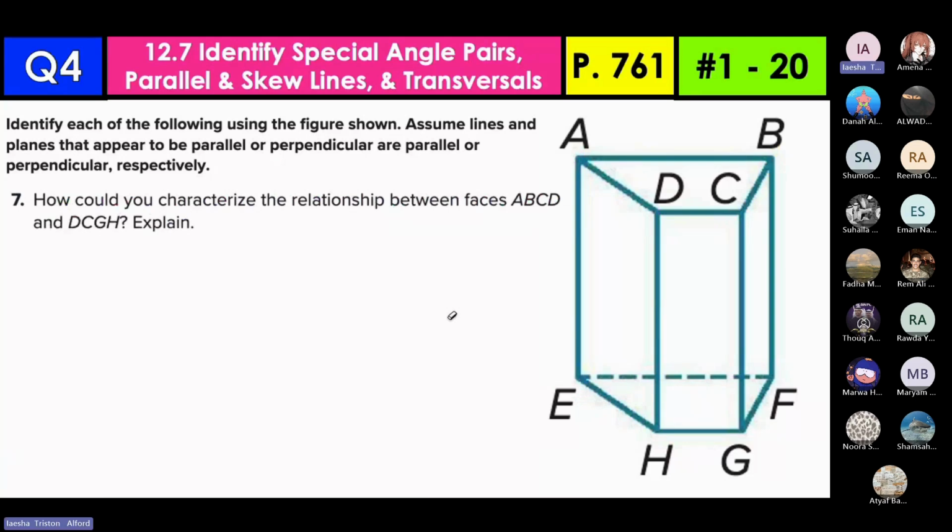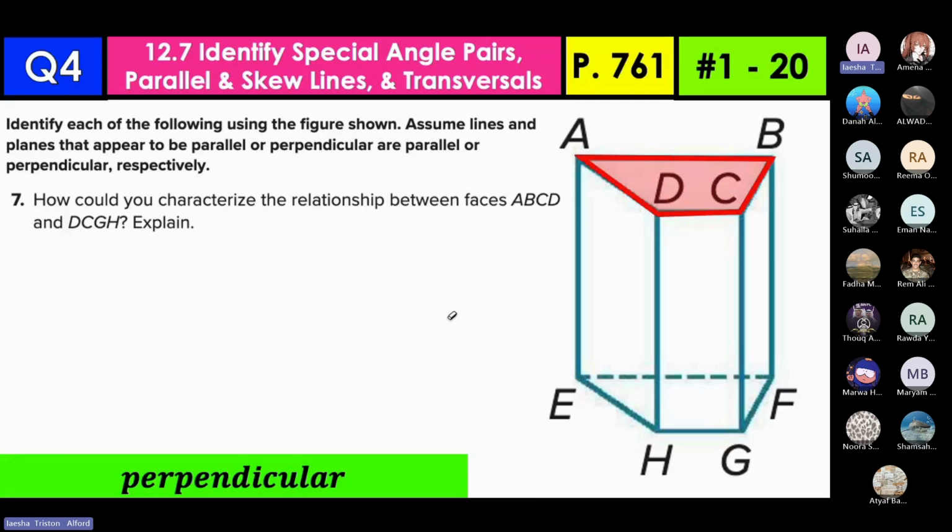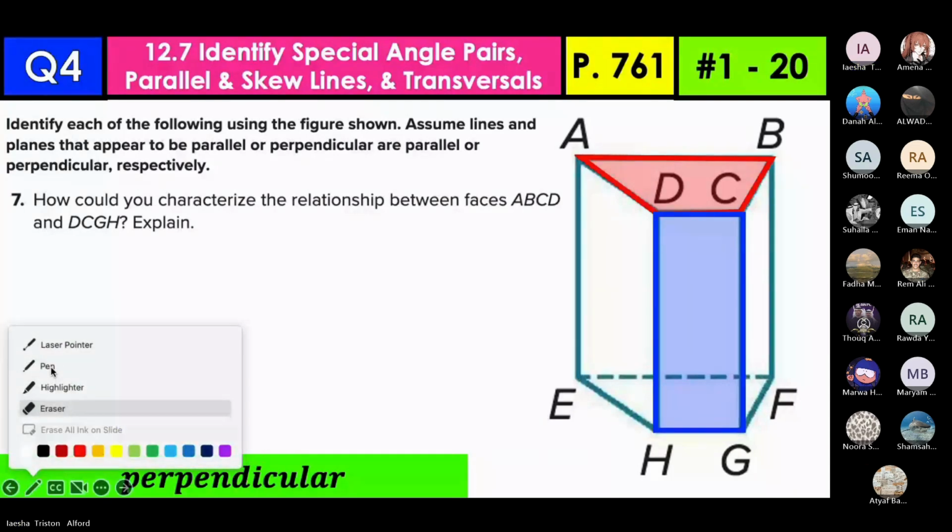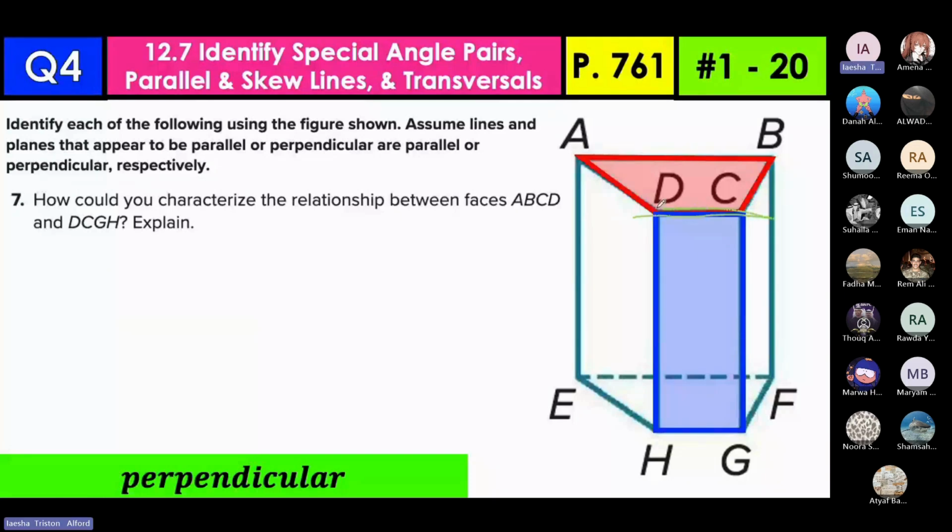What's the relationship between A, B, C, D and D, C, G, H? Those are perpendicular. Because it's touching, it's going to make a right angle. You have one horizontal line, one vertical line. So here you have horizontal, then you have the vertical. All right, it's going to be a right angle there.